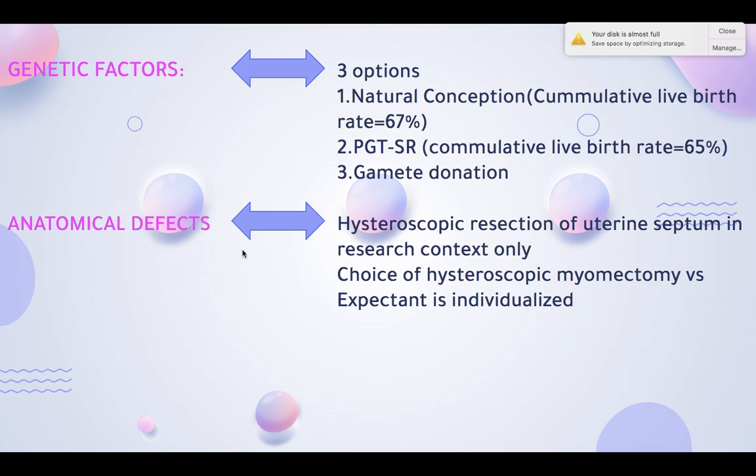Then come the anatomical factors. As I have already mentioned, in acquired anatomical defects, hysteroscopic resection of the uterine septum is in a research context only. It means it is not recommended. Whenever it is written that it's in a research context only, then you do not tick that option. Otherwise, routinely for all patients, hysteroscopic resection of the uterine septum is not recommended. And the choice of hysteroscopic myomectomy versus expectant management is individualized. This is what is recommended in this guideline.